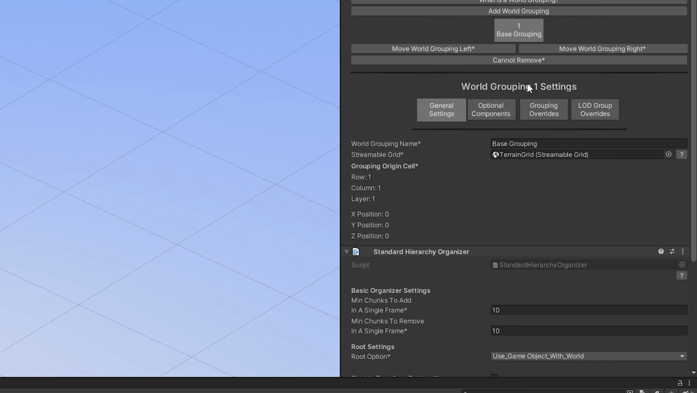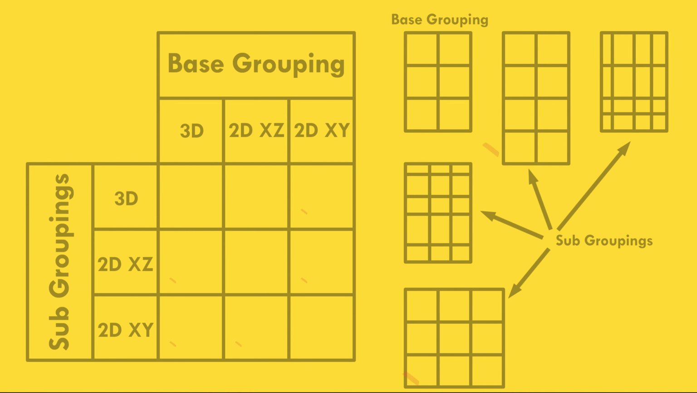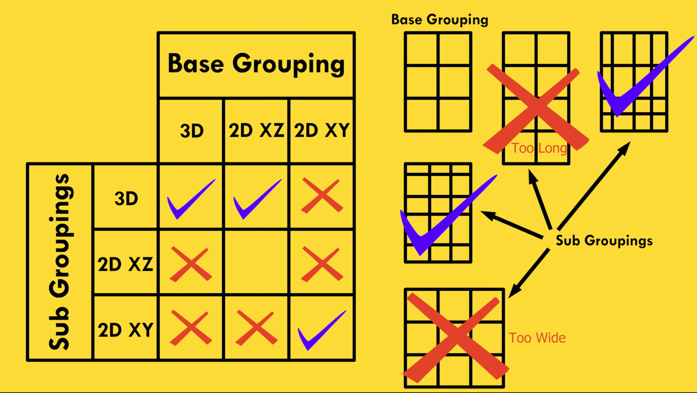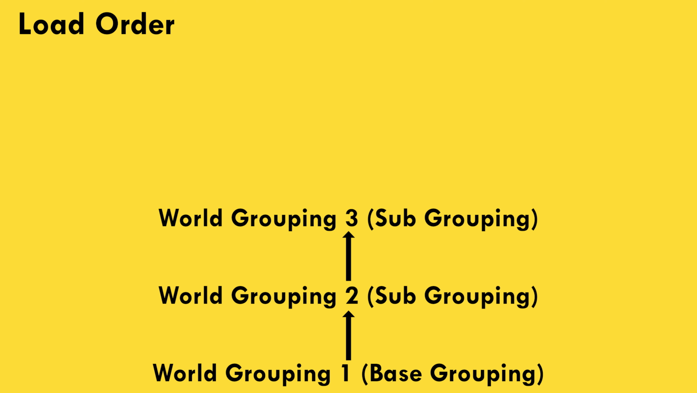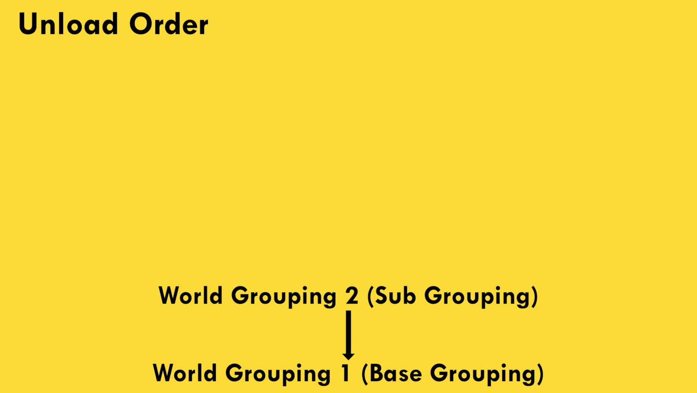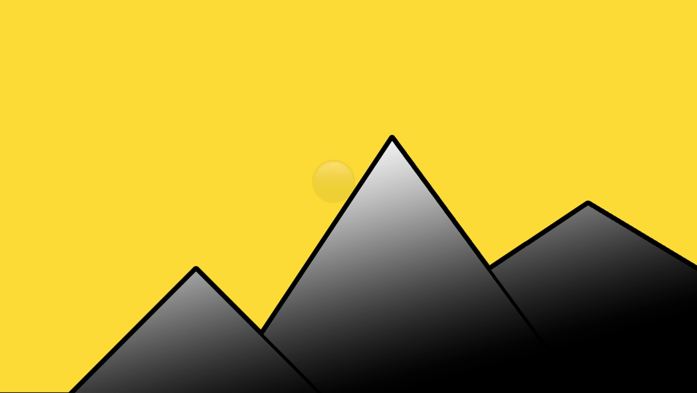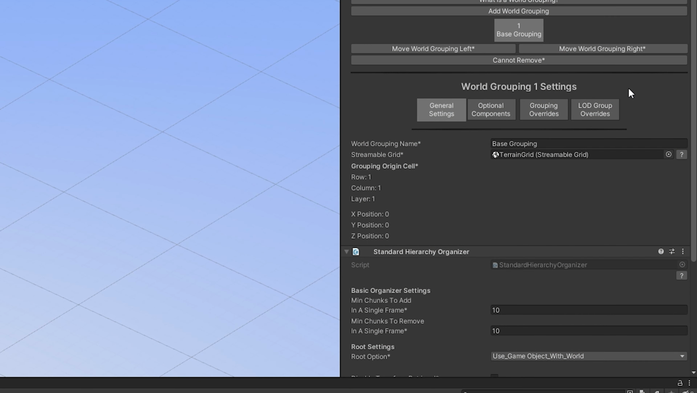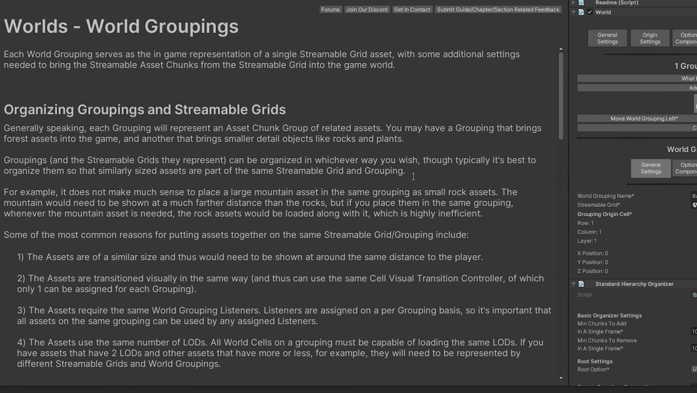If you add more groupings later, remember these 2 things. First, subgroupings must always be compatible with the base grouping, meaning the axes types must be compatible and the size of each used axis must be equal to the base grouping's corresponding axis. Second, groupings are loaded in order, with the base grouping loaded first, then grouping 2, grouping 3, and so on. They are unloaded in reverse order. This allows you to support dependencies between groupings. For instance, physics-based objects on a subgrouping can be guaranteed to load after the ground terrain that they sit on, which ensures they do not fall through the world. More information can be found in the World Grouping section within the Worlds chapter.